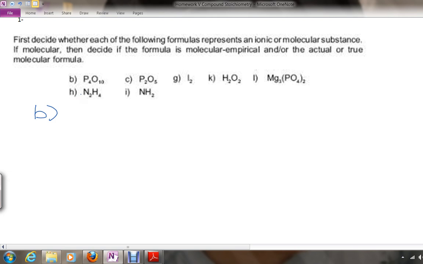By the way, let me name it so we practice the naming for this exam, and it's going to be tetraphosphorus pentaoxide.